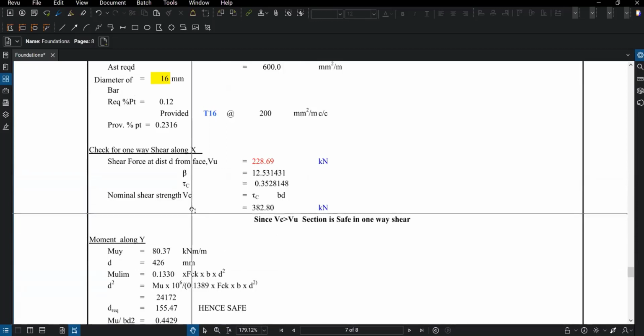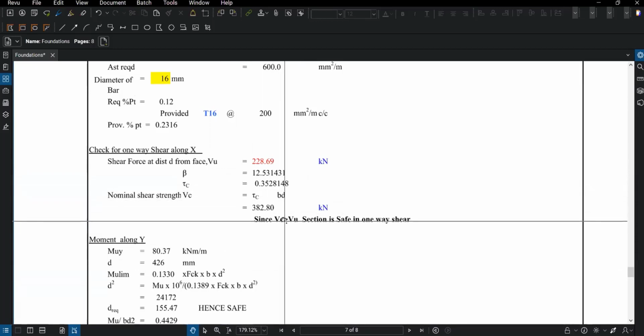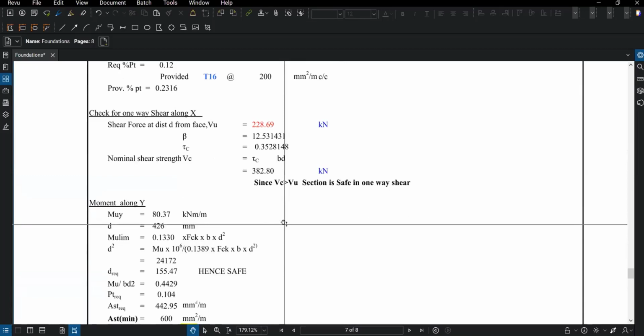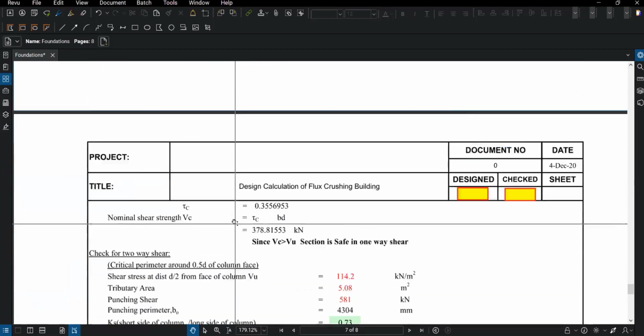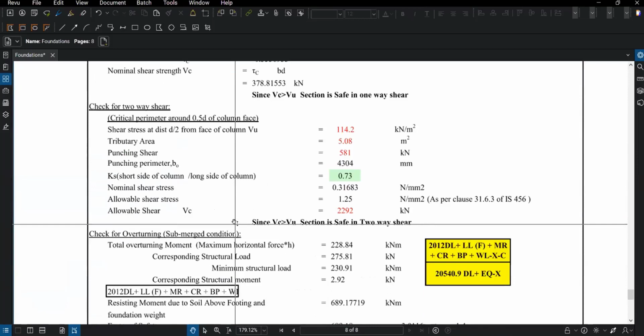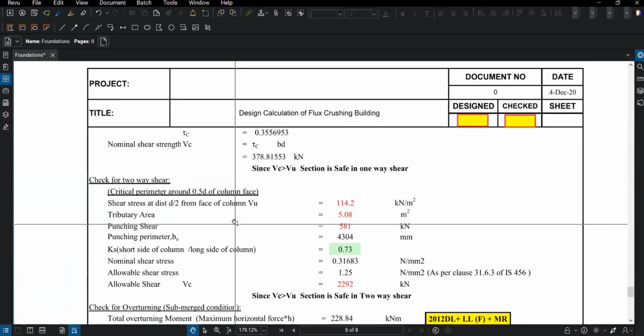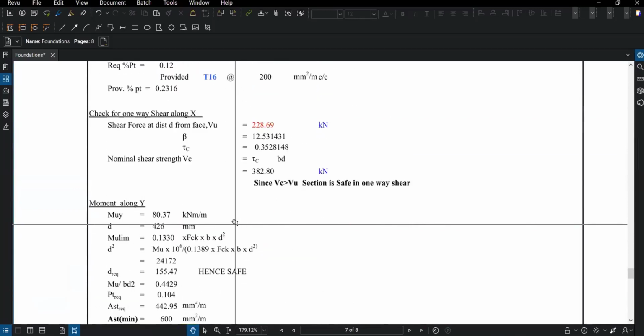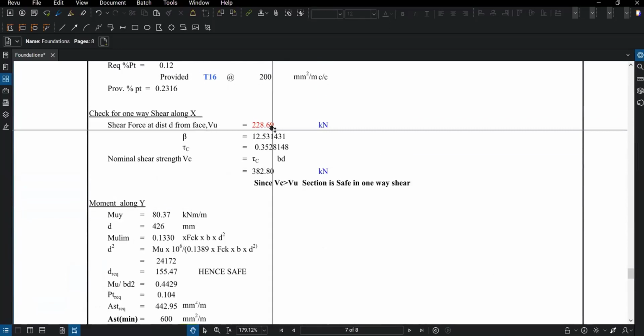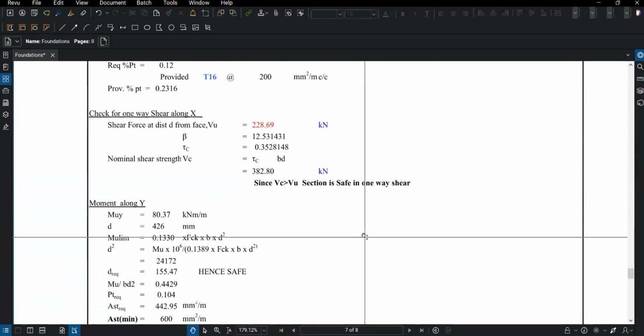And as usual, VC needs to be higher than VU in order for your shear to be sufficiently transferred into the foundation, the soil. Same calculation happens in the Y direction, and moving on to a check for two-way shear. But before we go for a two-way shear, I would want to point out a particular item which comes for a one-way shear, is that the shear value is calculated at D distance.